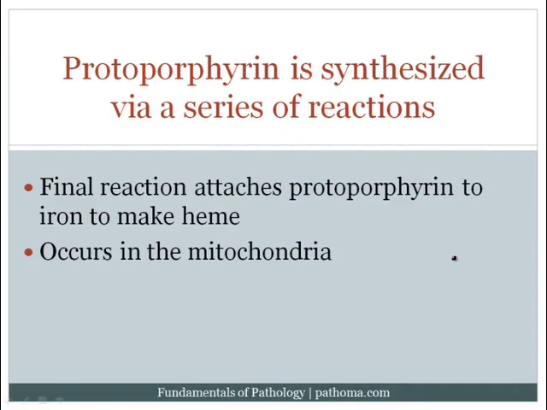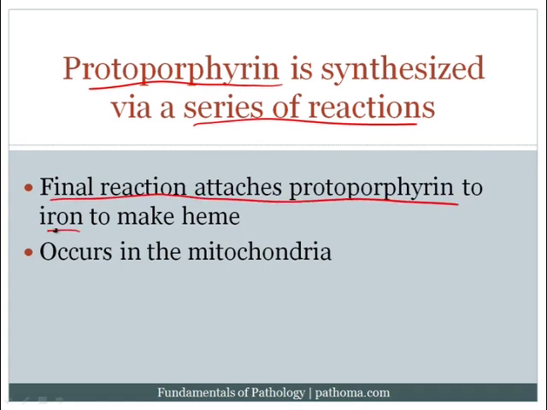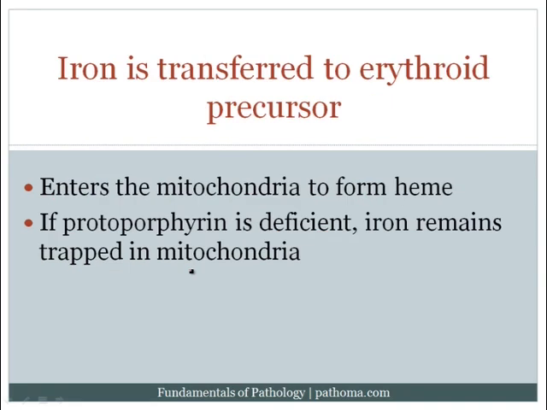Now let's go back to our slides, and hopefully this now becomes clear. Protoporphyrin is synthesized in a series of reactions, and important is that the final reaction attaches protoporphyrin to iron to make heme. And what's the name of the enzyme again? Ferrochelatase. And where does that occur? In the mitochondria. At the same time, while protoporphyrin is being generated by this series of reactions, iron is being transferred to the erythroid precursor.